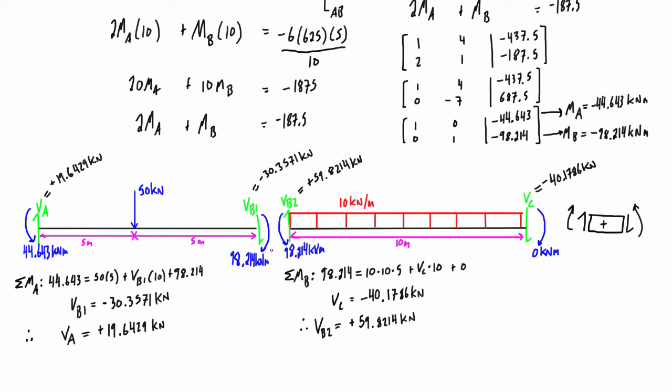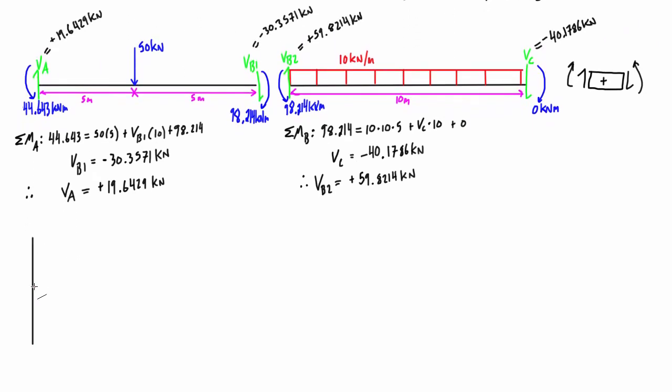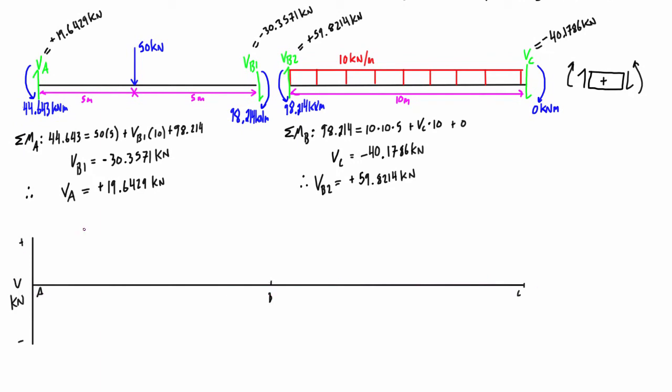Cool, so now we have everything that we need to be able to draw the shear force diagram and then the bending moment diagram because we have all of the internal shears and moments right at the ends of each span. So if we come down here and we set up our shear force diagram, then we can go ahead and plot the points that we do know. So we know that right here on the left-hand side of span AB, we have a shear of positive 19.6429. And then on the far right-hand side of span AB, we have a shear of negative 30.3571.